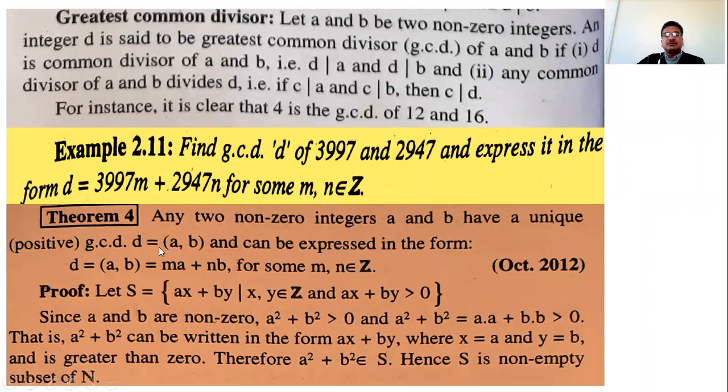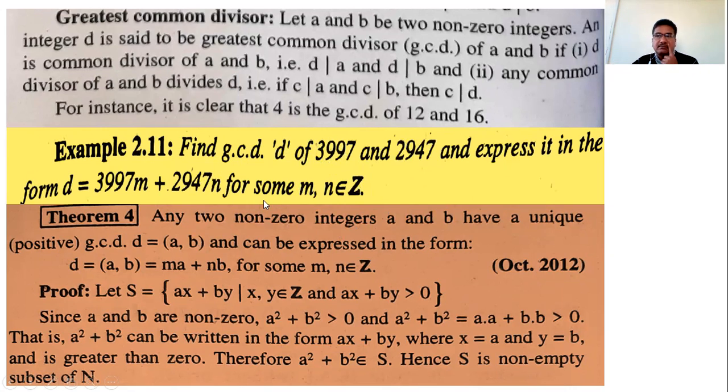That is the notation for greatest common divisor, and it can be expressed in the form: d is equal to, or the greatest common divisor of a and b is equal to ma plus nb for some m and n belonging to Z. Already the applications of this theorem were observed in the previous lecture, in examples where we find the greatest common divisor of two numbers, and this answer is unique. The answer of all students is the same.